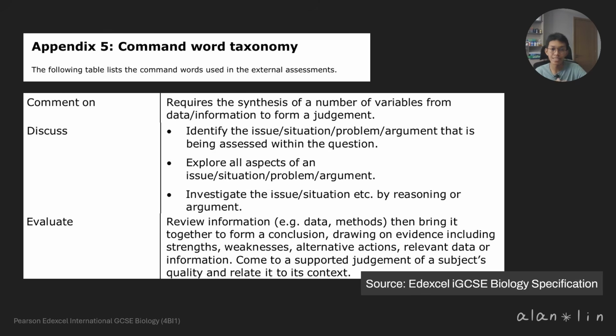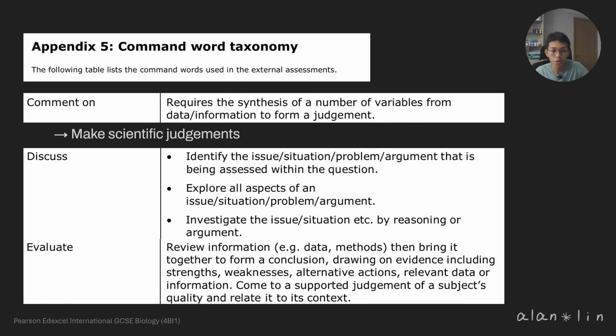And you can find this all the way at the back of the biology specification, which you can download from the Pearson Edexcel website. And I've highlighted the 3 command words that we will be focusing on today: comment on, discuss, and evaluate.